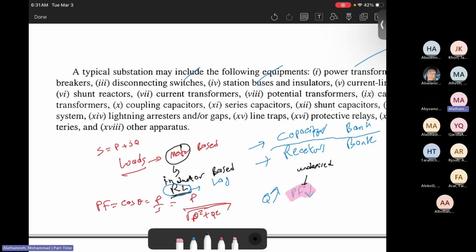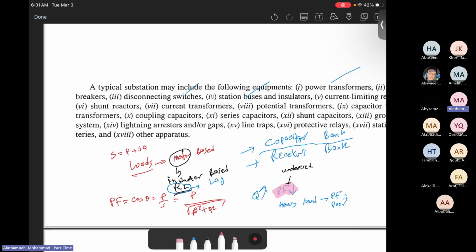So what's happening? When we have an inductive load, or a motor-based load, and especially during heavy load, the power factor will be poor. Then we need to improve it. How can we improve it? It's poor because Q is high. We need to decrease Q. How can we decrease Q?